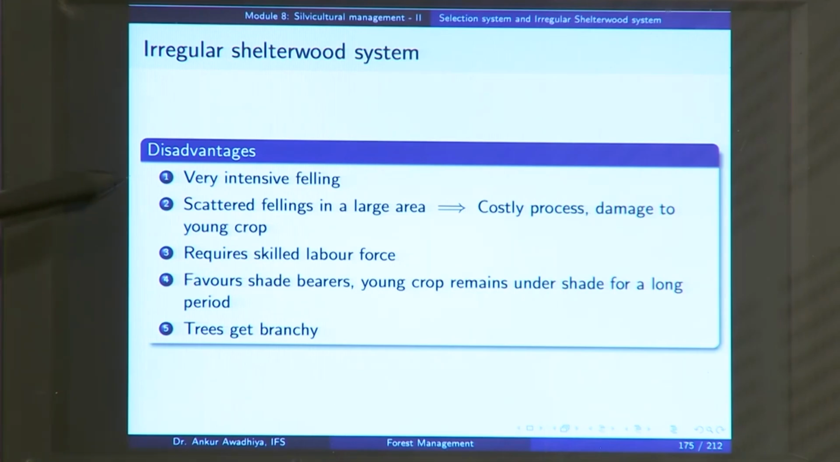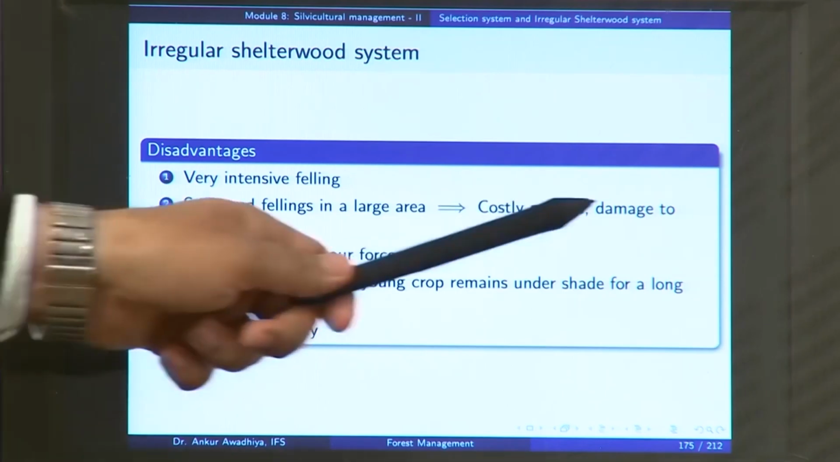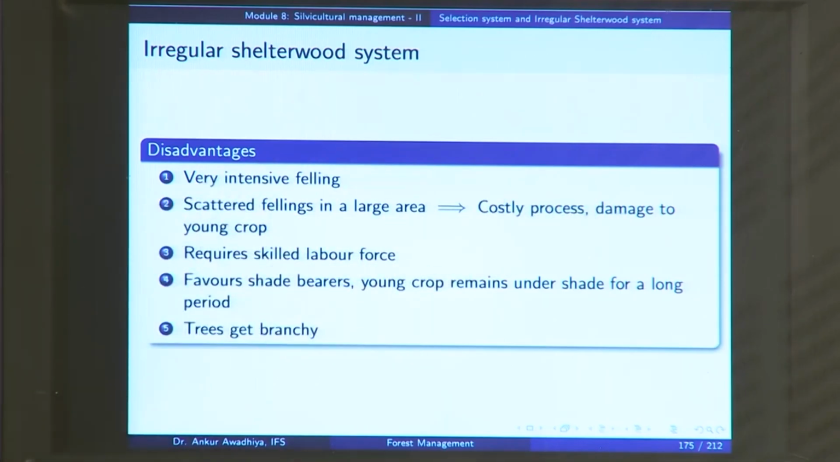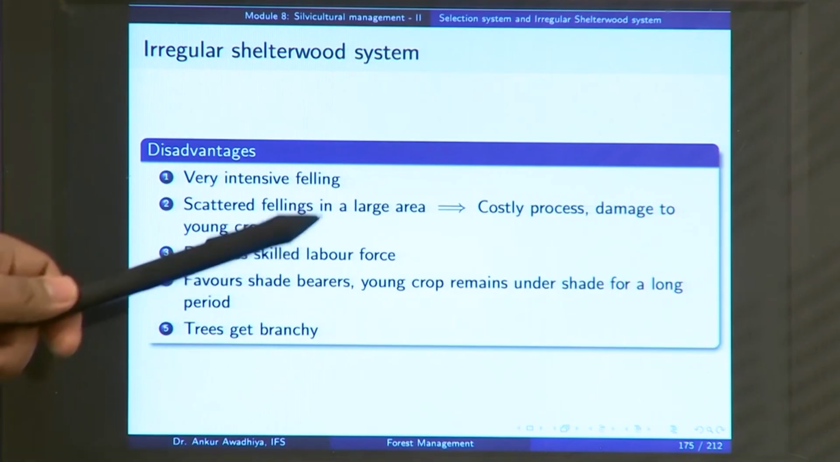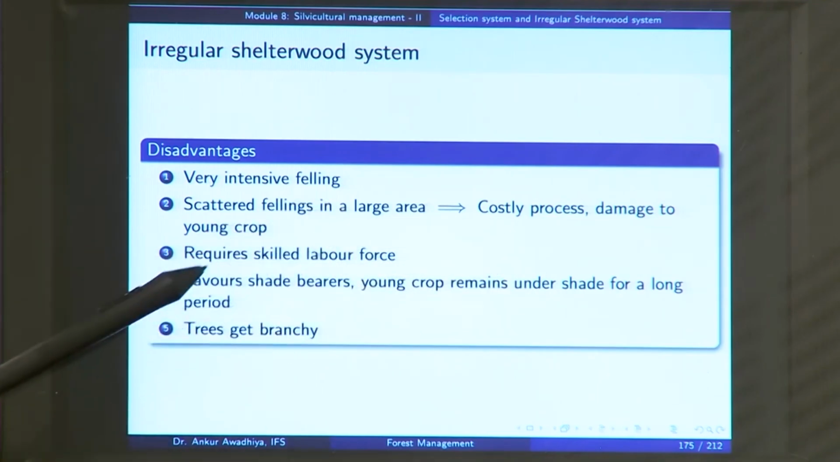Then there is this disadvantage of having scattered fellings in a large area. This makes it a costly process, because you have to visit different areas every year, and at the same time there is a huge amount of damage to the young crop. We looked at this one, it requires a skilled labor force. Then another disadvantage is that it favors the shade bearers. So, you cannot use it for the light demanders, and the young crop remains under the shade for a long period of time.